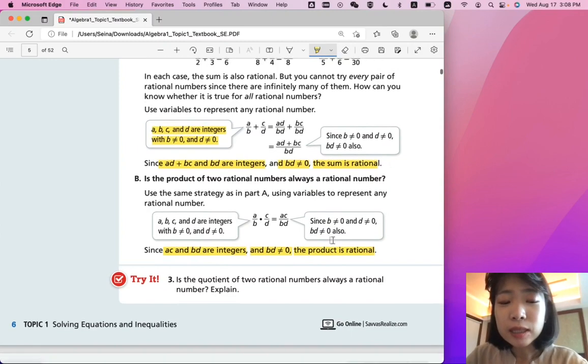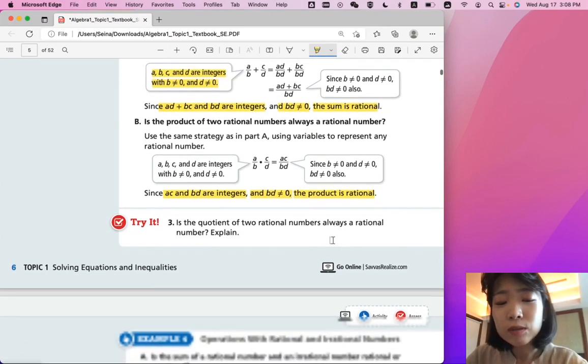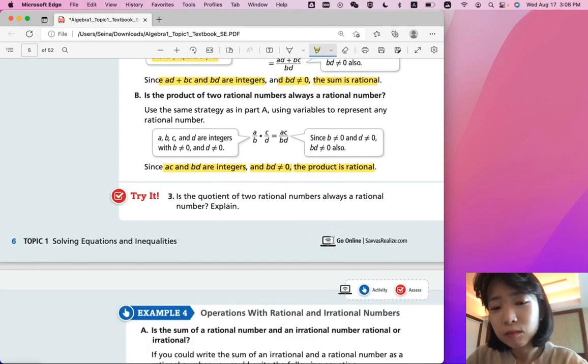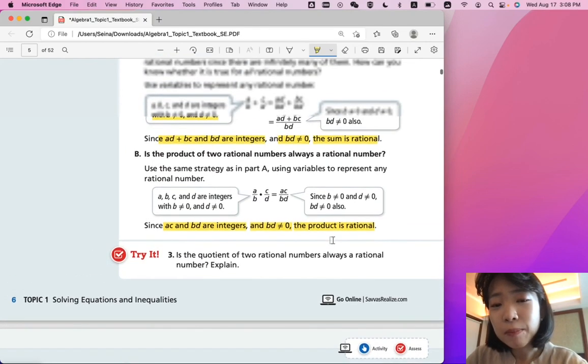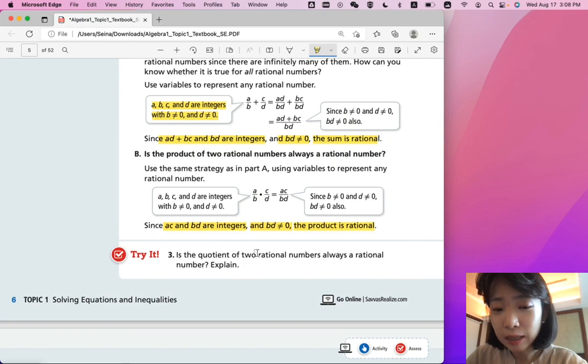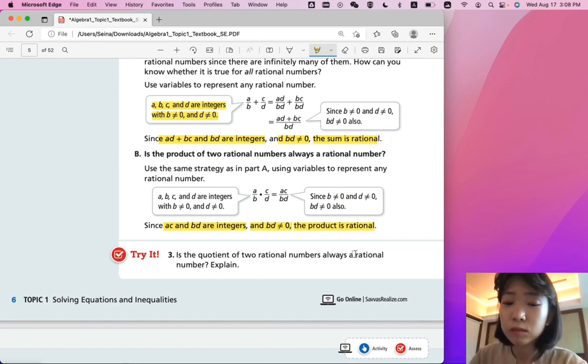Let's look at try number 3. Is the quotient of two rational numbers always a rational number? So using the same method, we can write a quotient statement and then prove or not prove that it's a rational number. See if you can do it by yourself and come back when you're ready for an answer.